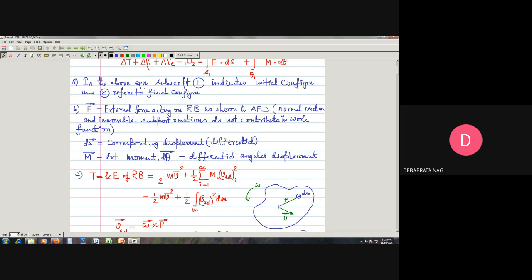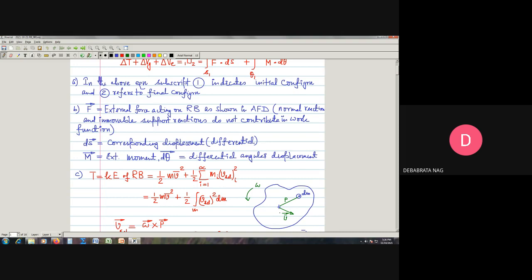So for a rigid body, I can write that the kinetic energy is given by half m v bar square, where m represents the mass of the rigid body, v bar represents the velocity of its center of mass, and this represents the relative kinetic energy, and we can say this is half integration m v relative square dm.